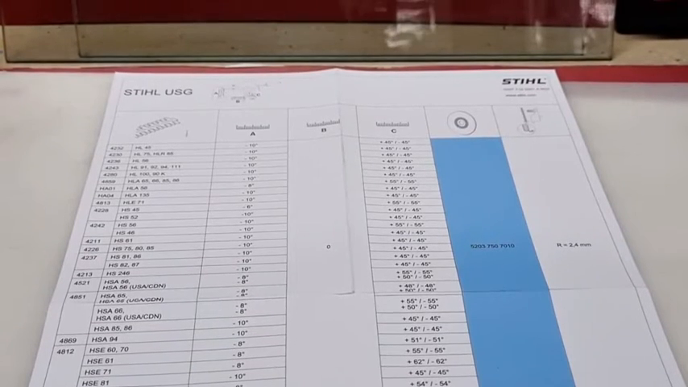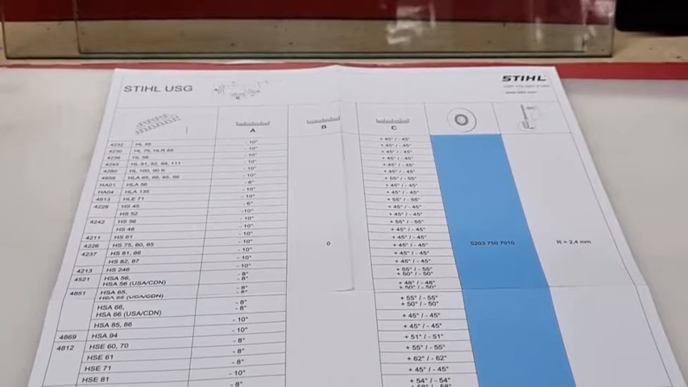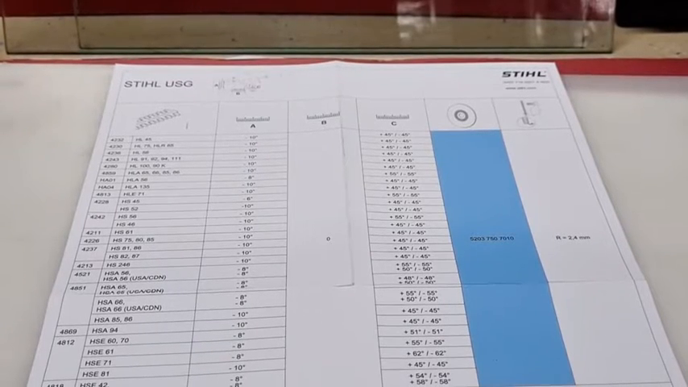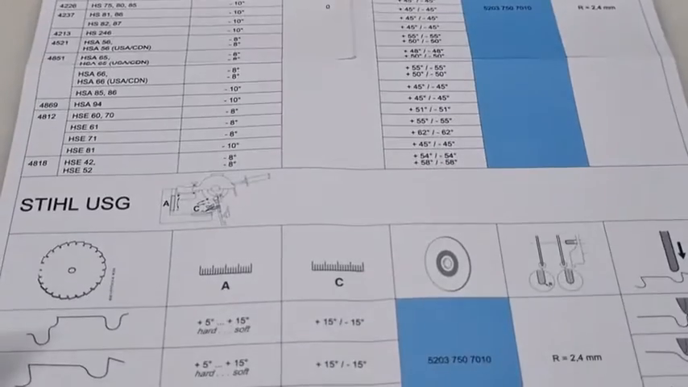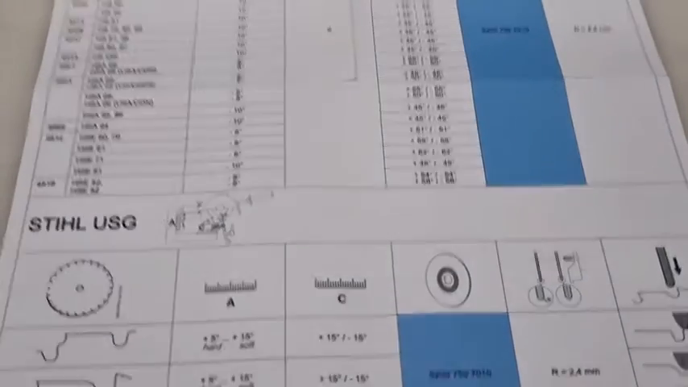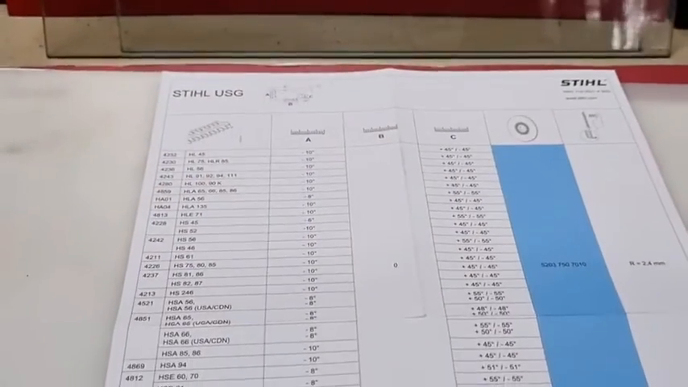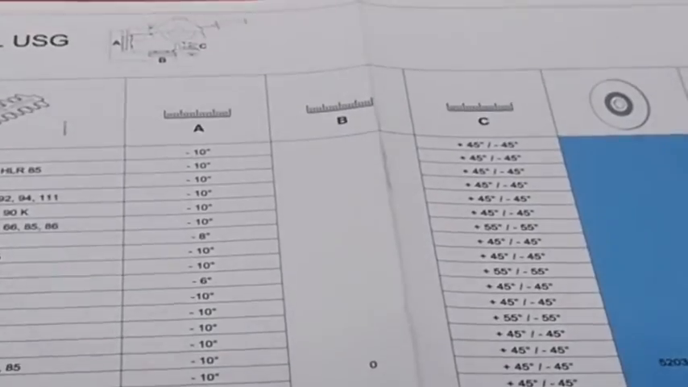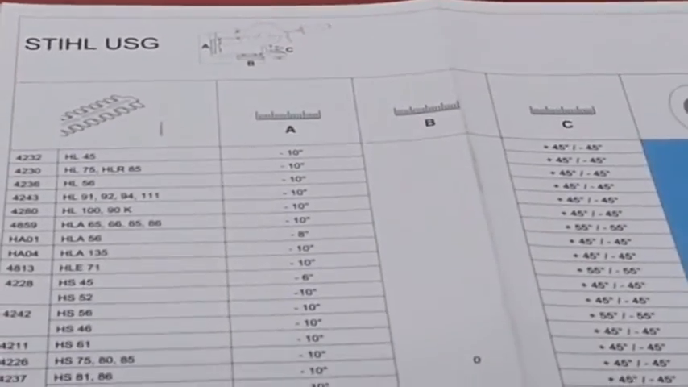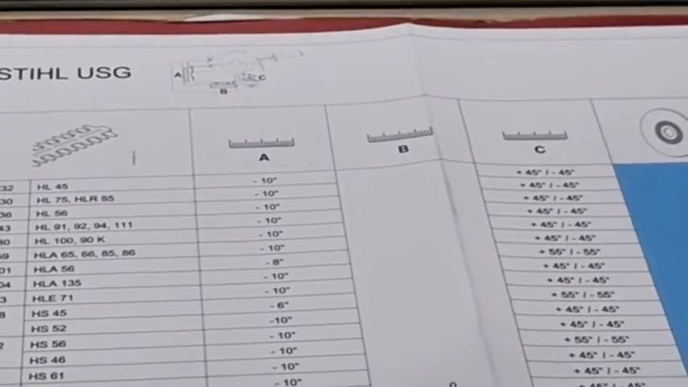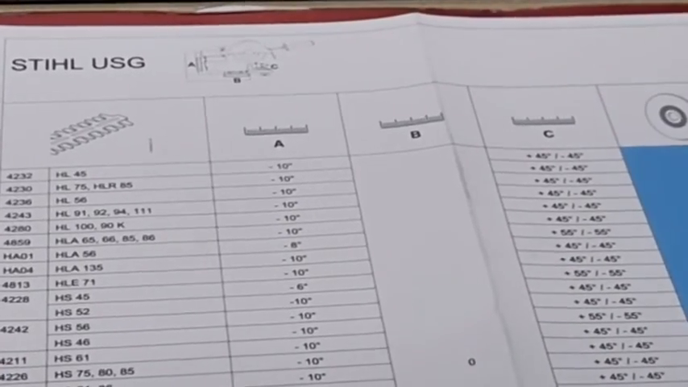Now, when you get a Stihl USG grinder, as I said before, USG is for Universal Sharpening Grinder. You'll also get this chart. This chart is for hedge trimmers up the top, and down the bottom is a circular saw. So if we talk about the hedge trimmers and zoom in there a little bit for clarity, you'll find the numbers of the different hedge trimmers down in the left side column.